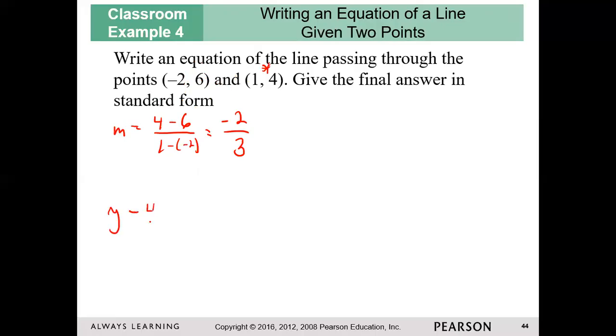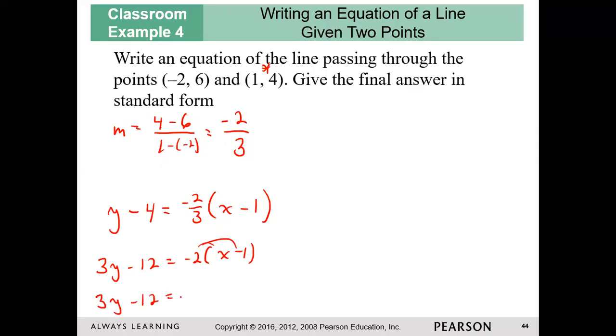So y minus 4 is equal to negative 2/3 times x minus 1. And what I'm going to do, if this has to be in standard form, is I'm going to get rid of this fraction right away because I don't want to have to distribute this fraction and then play with that. So I'm going to multiply everything by the LCD, which is 3. So that's going to give me 3y minus 12 is equal to negative 2 times x minus 1. And now I'm going to distribute the negative 2 in. You get 3y minus 12 is equal to negative 2x plus 2.